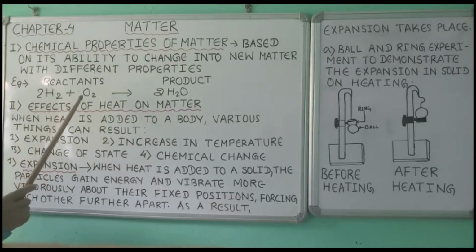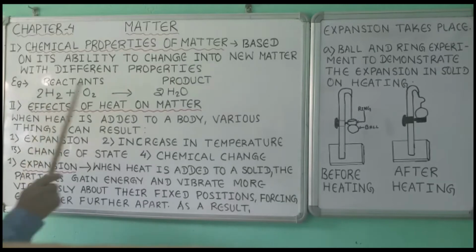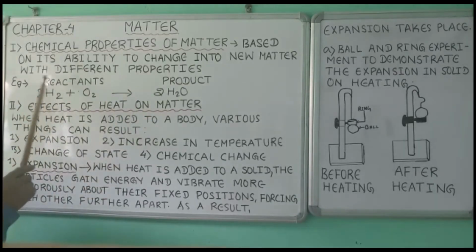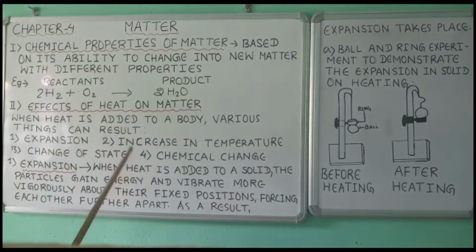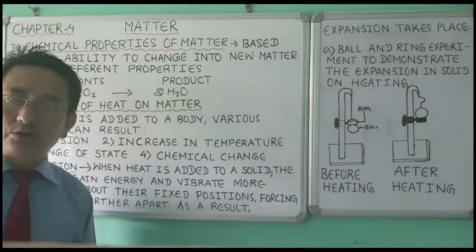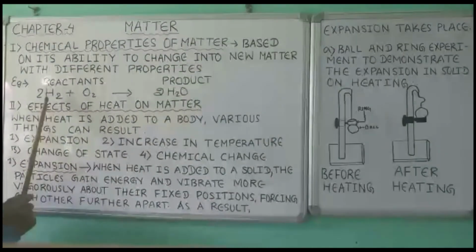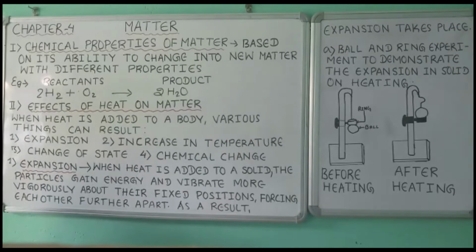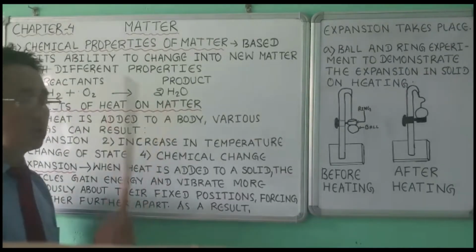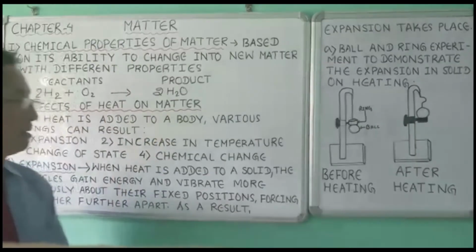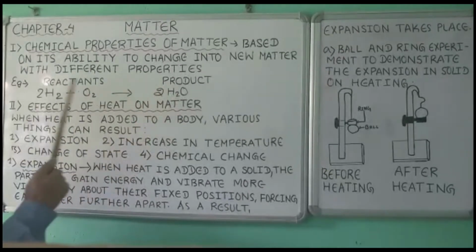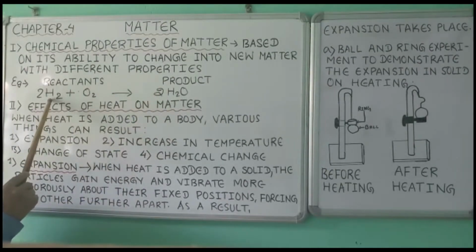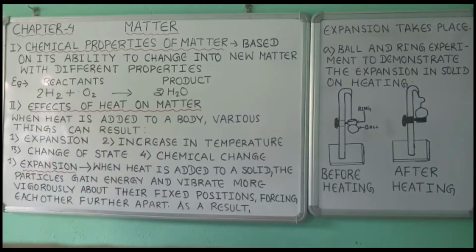Here, hydrogen and oxygen are the substances that take part during this chemical reaction. So, these are called reactants. And water is a product which is formed as a result of the chemical reaction between hydrogen and oxygen. Water is a liquid, and the properties of water are entirely different from the properties of hydrogen and oxygen.